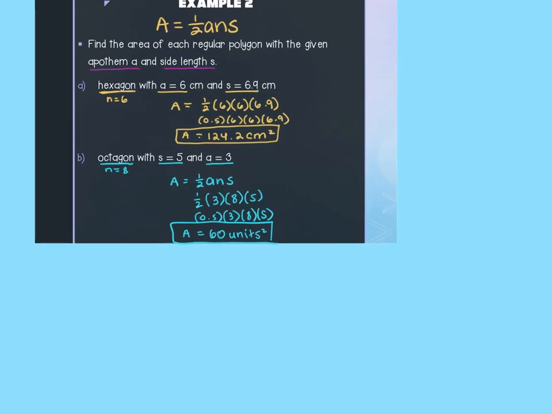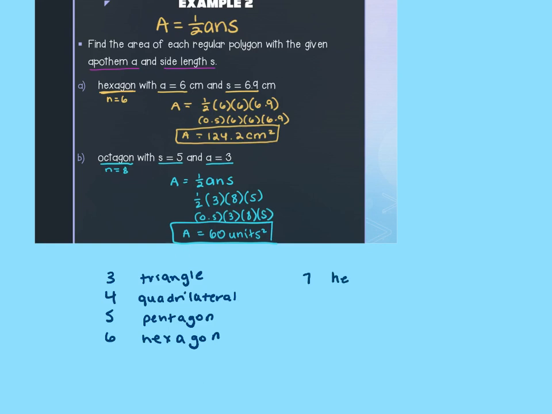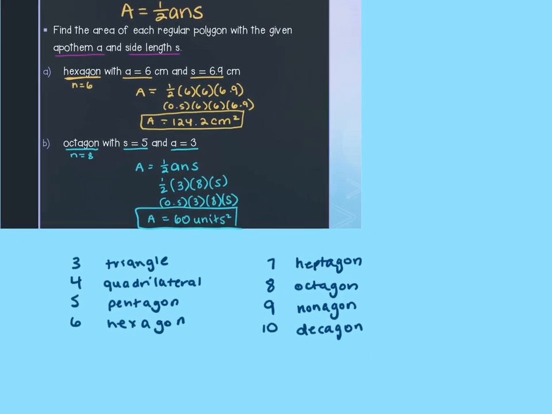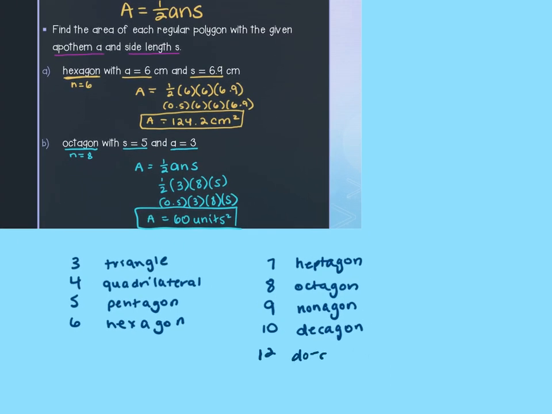Another thing you might want to review are the names of your special polygons. So remember, 3 is a triangle, 4 is a quadrilateral, 5 is a pentagon, 6 is a hexagon, 7 is a heptagon, 8 is an octagon, 9 is a nonagon, 10 is a decagon, there's nothing for 11, and 12 is a dodecagon.